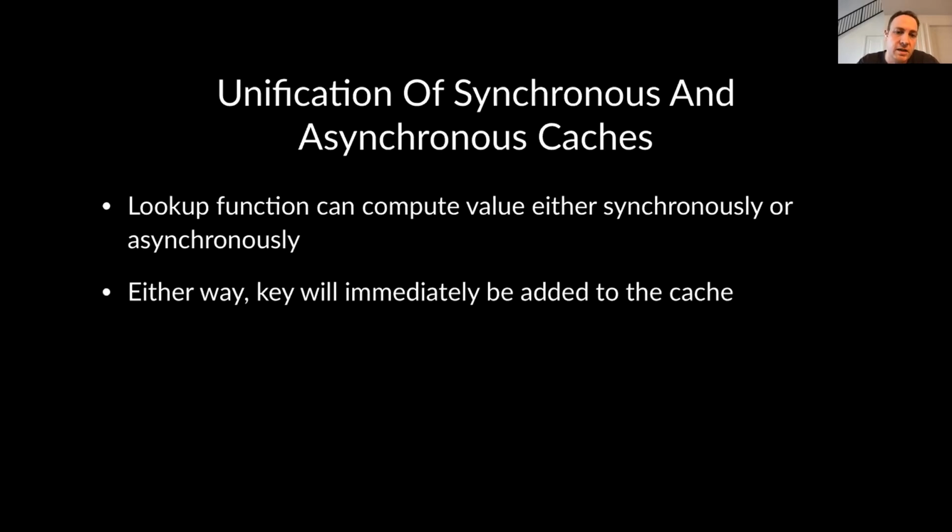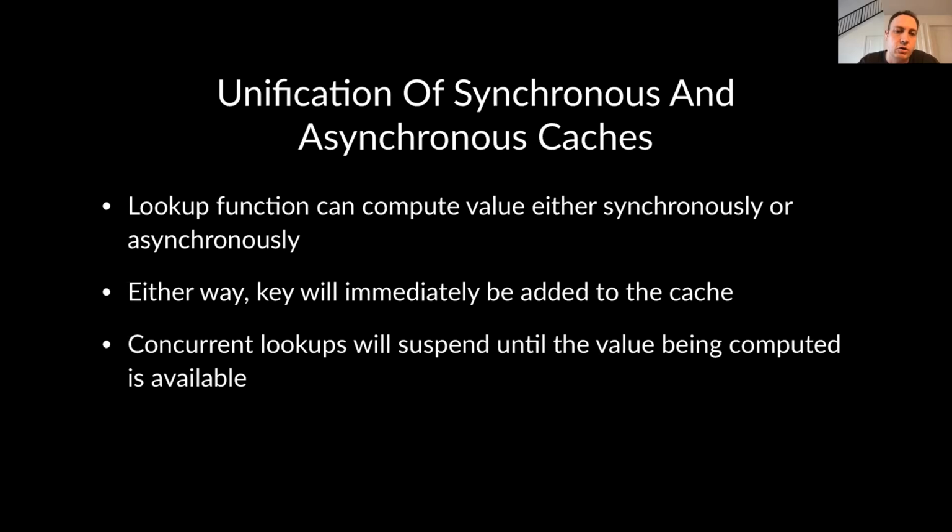We also get the guarantee that a key is going to be immediately added to the cache atomically whenever we call get on the cache. And so even if we have concurrent requests to the cache, we're going to make sure that the cache actually only runs that lookup function once for each of those get calls that comes into the cache. And then subsequent ones are going to suspend until the result from that first call becomes available.